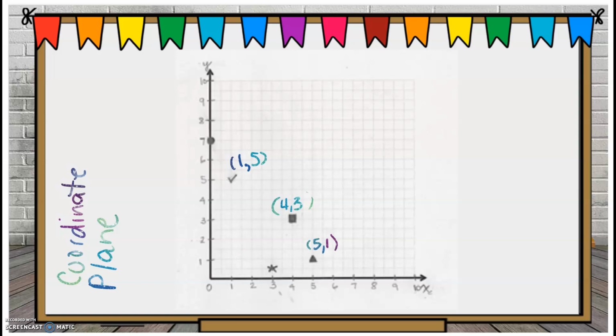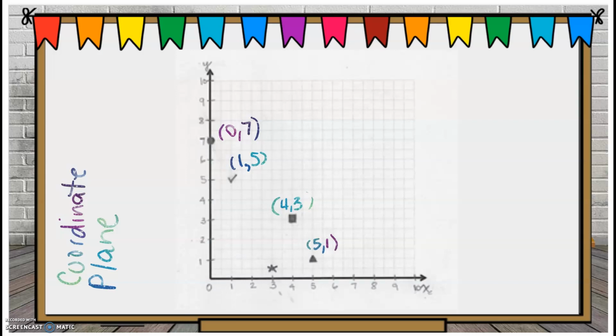There is a circle right here, and I see that it's still on the y-axis. So the x is going to be 0, and then the y is going to be 7. So it really didn't move to the left or to the right from the origin, the starting point, 0, but it did move straight up. So that's why that coordinate point is just going to be 0, 7.